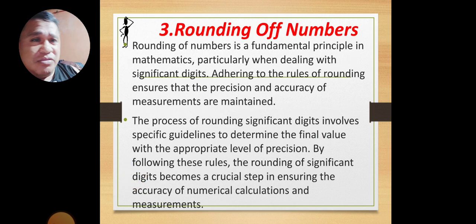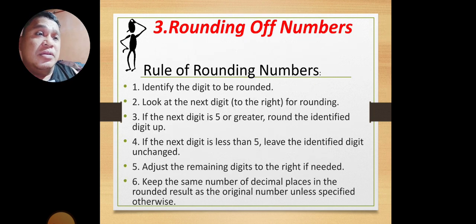Okay, so let's move on to rounding off numbers. Rounding of numbers is a fundamental principle in mathematics, particularly when dealing with significant digits. Adhering to the rules of rounding ensures that the precision and accuracy of measurements are attained. The process of rounding significant digits involves specific guidelines to determine the final value with the appropriate level of precision. By following these rules, rounding of significant digits becomes a crucial step in ensuring the accuracy of numerical calculations and measurements. Well, there are rules of rounding of numbers.